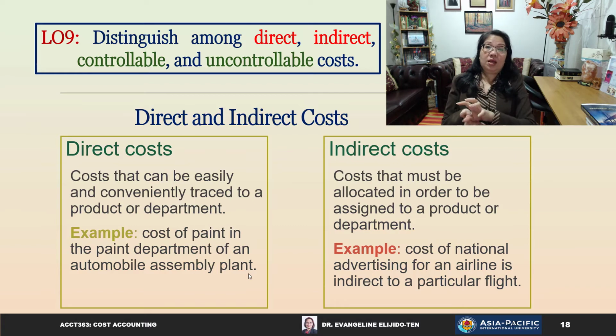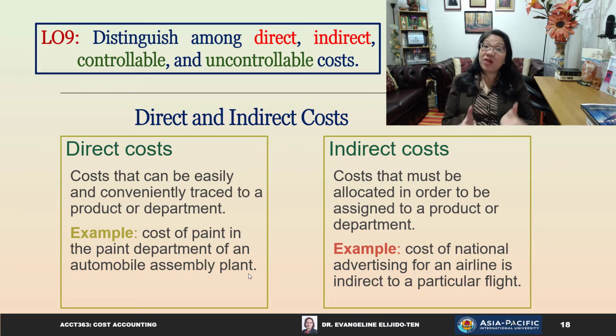So because indirect cost cannot be traced easily to any cost object, what we need to do is to allocate these indirect costs. So let's go back to the manufacturing costs that we've looked at. The three manufacturing costs that we've looked at are direct materials, direct labor, and manufacturing overhead. So direct materials and direct labor are direct costs because these costs can be traced conveniently to the cost object, and our cost object would be the product.